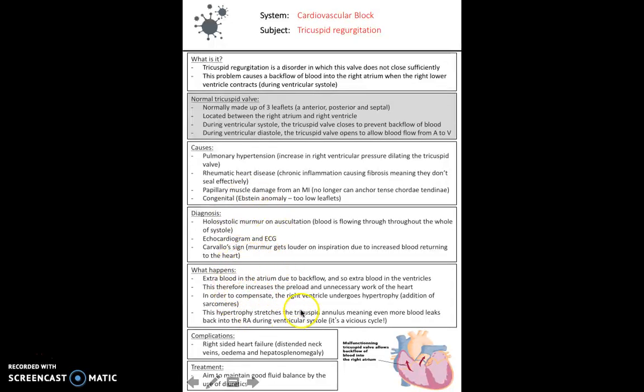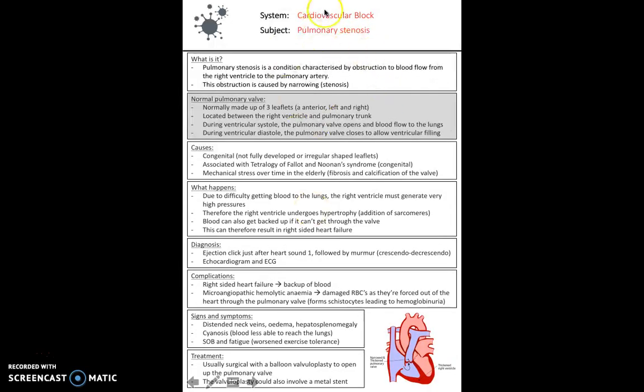Again, we've got some pathophysiology here, and what's really important about tricuspid regurgitation is it is a vicious cycle, because the right ventricle does try to compensate, but as a result this compensation actually means that even more blood leaks back into the right atrium during ventricular systole. So it's really trying to help itself, but as a result actually causing more damage.